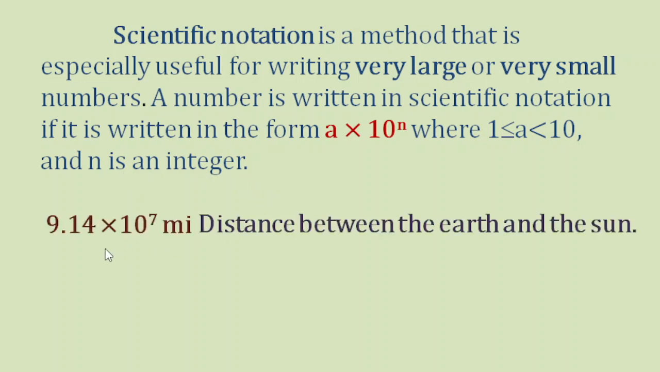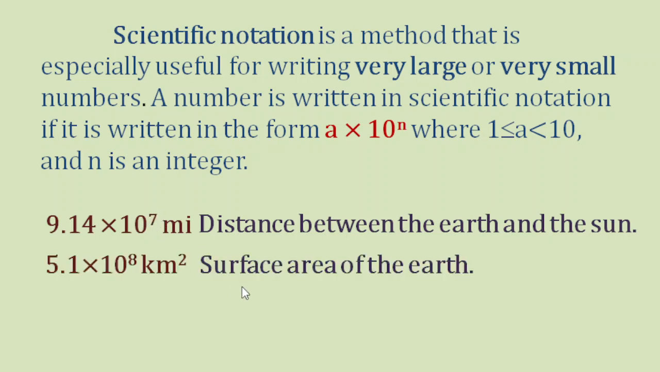So 9.14 times 10 to the power of 7 miles is an example of a number written in scientific notation. It's actually the distance between the Earth and the Sun. So this part here is the part A, 9.14. That's a number greater than or equal to 1 but less than 10. And the second part here, times 10 to a power which is an integer.